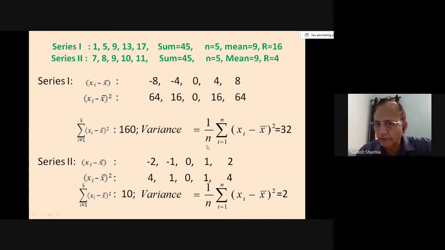That will give you average. So 1 by n of 160 is 32. 1 by n of 10 is 2. So whether you have 5 lakh observations or 50 lakh observations, it doesn't matter.